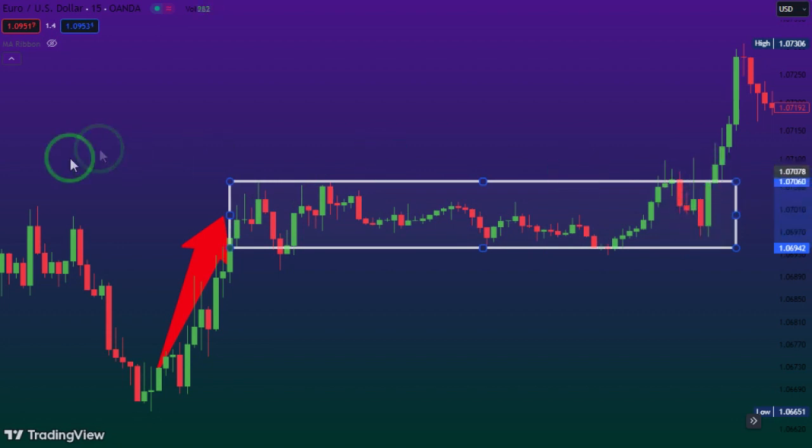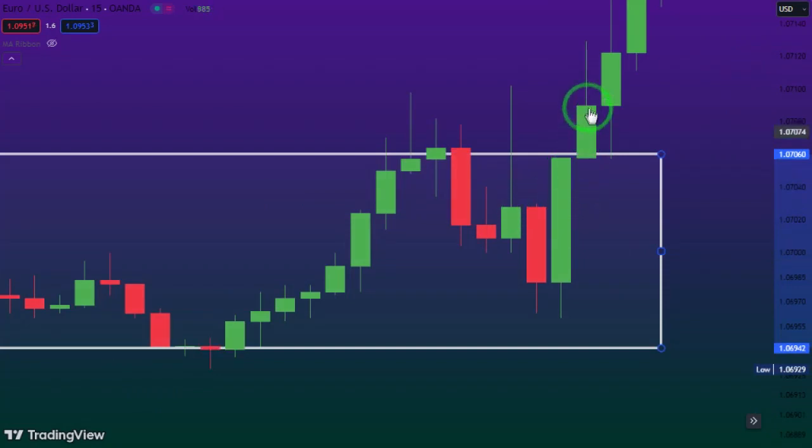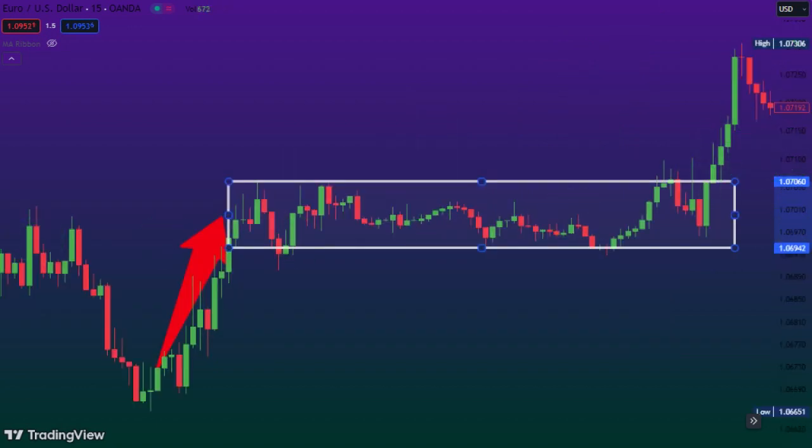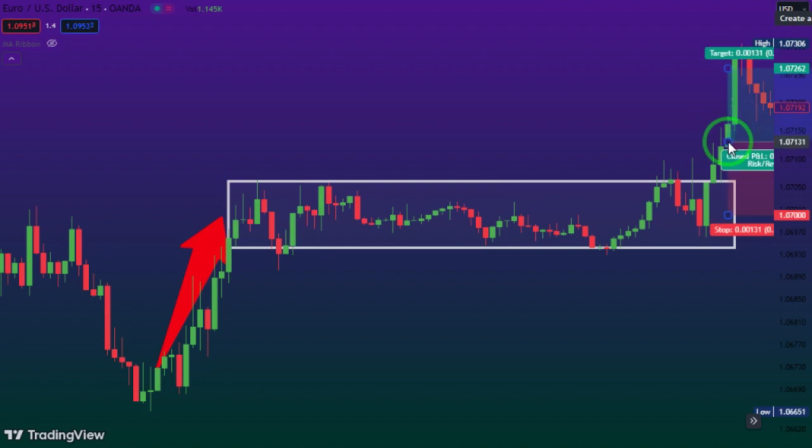Here we have a breakout, but don't rush. Wait for the pullback. Then here go to buy. Our take profit is the height of leg 1.